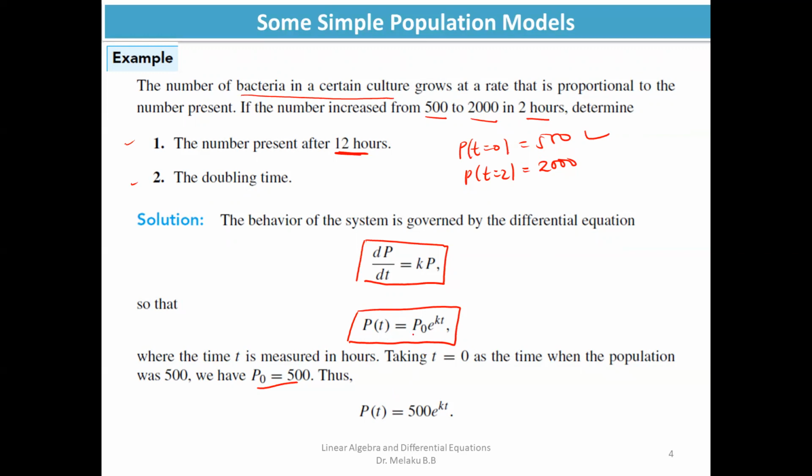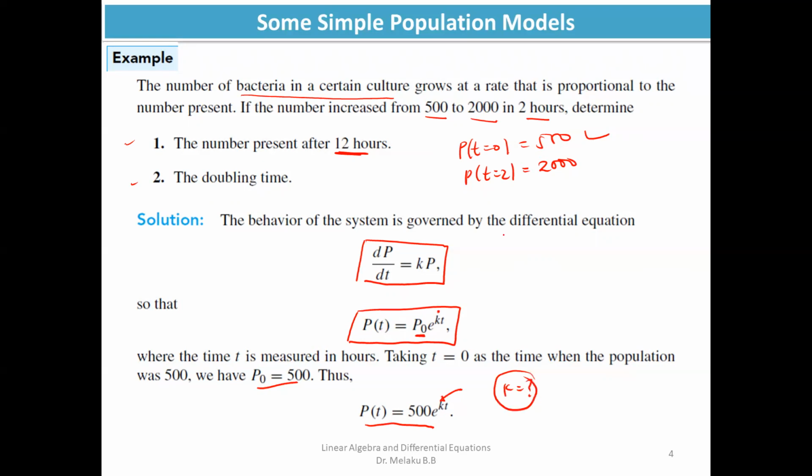Therefore, P of t at 0 will be 500, so we can say that P(t) is 500 times e to the power of kt. What remains is we have to find k. We have two constants, P naught and k. Therefore, we substitute P naught, which is 500. And what about k? We have to find k.